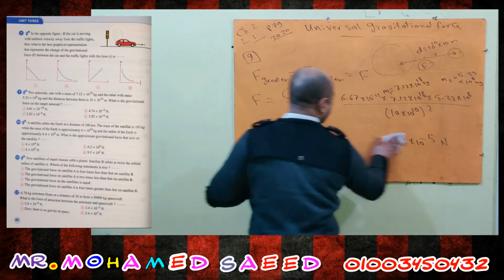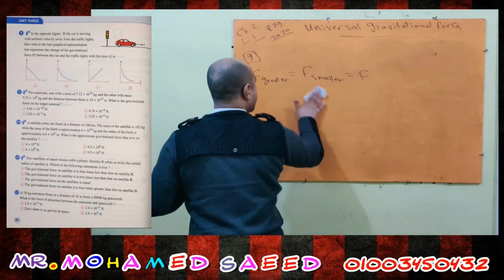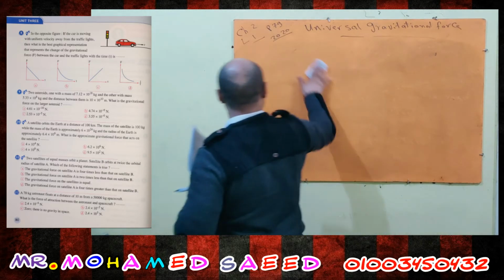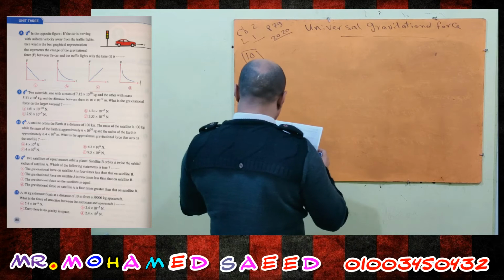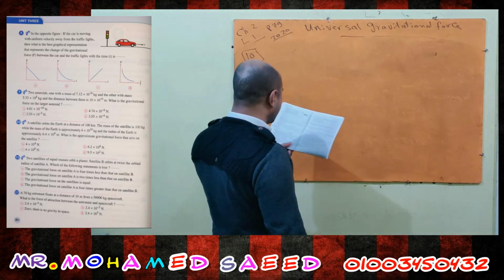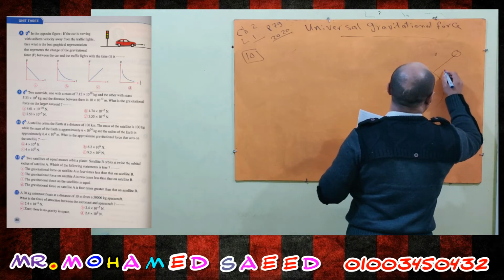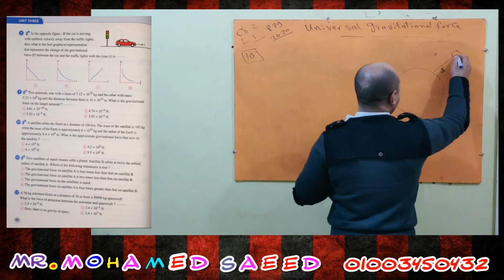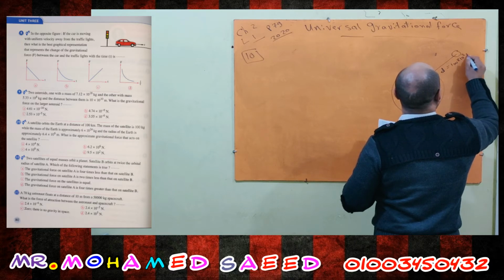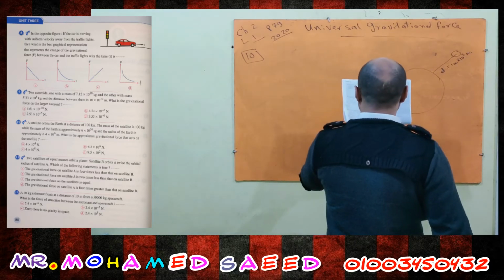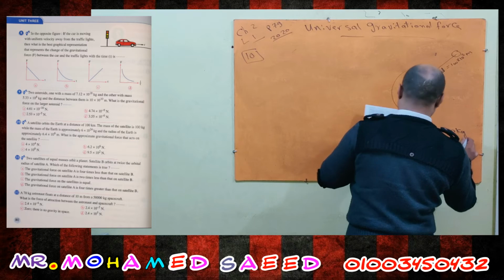اوكي، question number 10. A satellite orbits the Earth at a distance of 100 kilometers. So distance could vary. The distance between the satellite and the Earth's surface equals 100 kilometers, times 10 to the power 3 meters. You should convert it into meters. The mass of the satellite equals 100 kilograms.